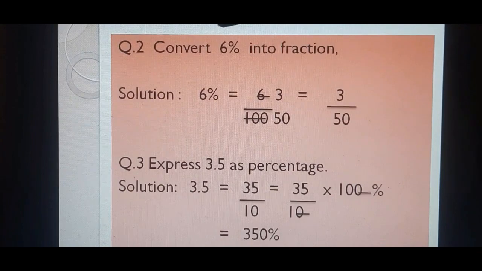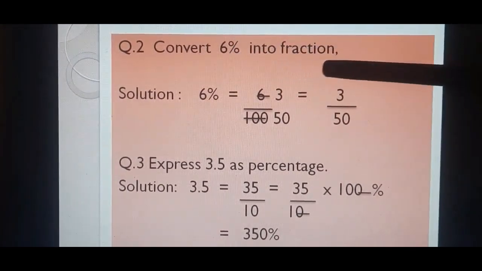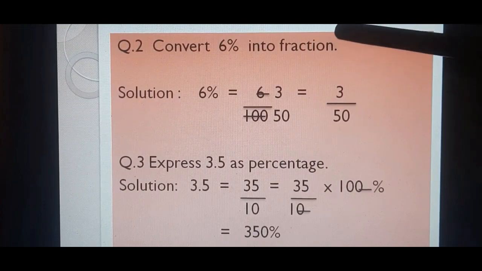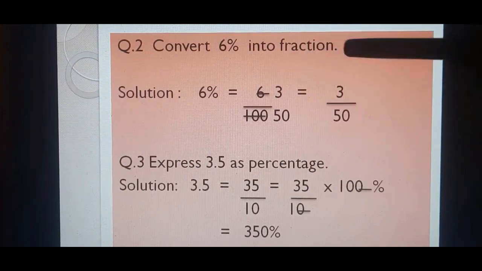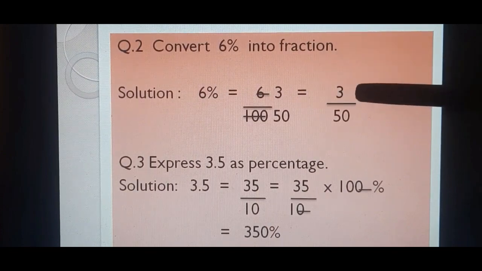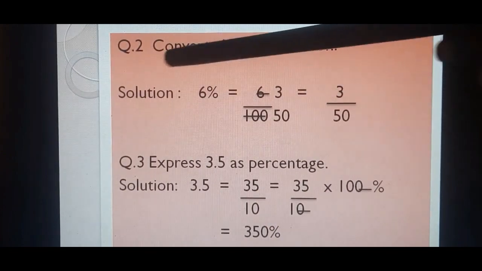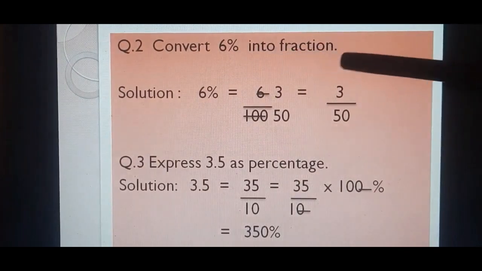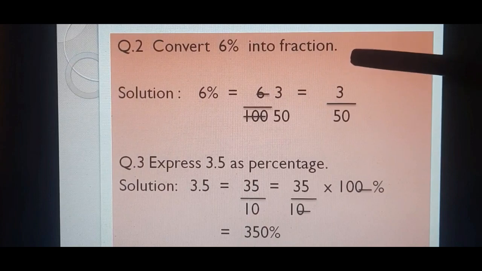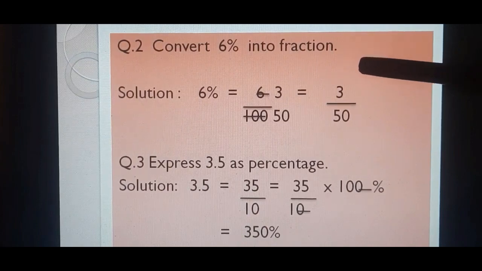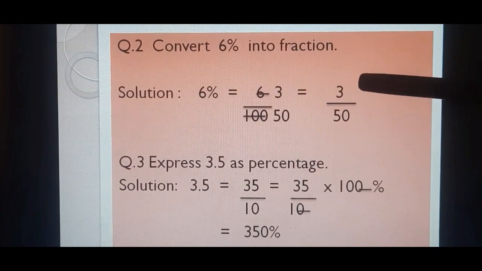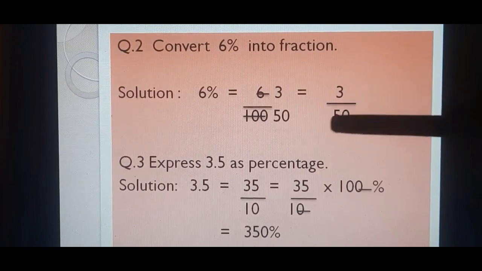Now question number 2. Convert 6% into fraction. Now this question is a reverse of question number 1. In question number 1 it was converted into percentage. So what we have done, with the given term we have multiplied with 100%. Now it is convert 6% into fraction. Percentage is given and we have to convert into fraction. Now beta, you have to listen very carefully. These conversion sums, what is the process? Otherwise you will commit errors in your homework.